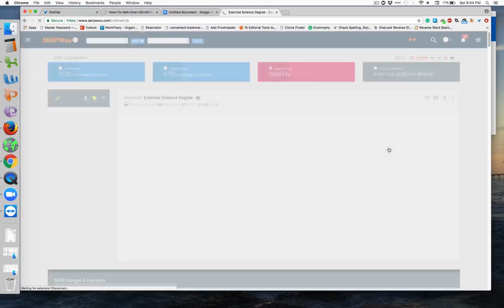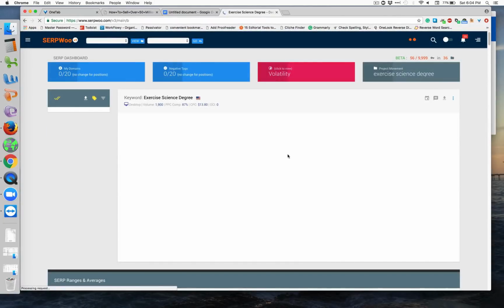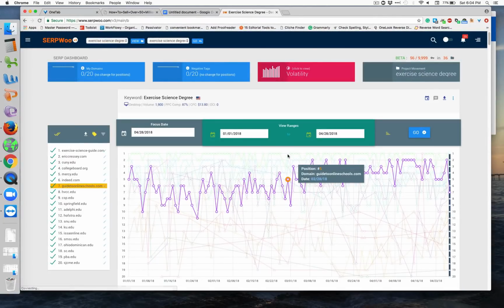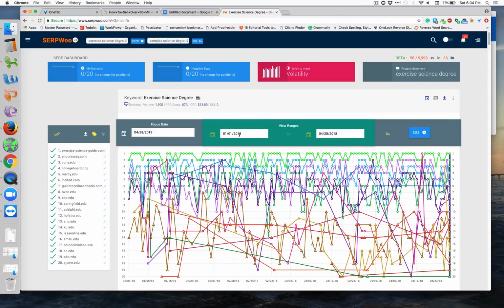And I'm going to look how the top 20 here looked from January 1st until April 28th. This SERP isn't very, very active, at least when I look visually. The lines are going up and down, but the top three are kind of stable. Our volatility, if you look up in the red there, it's highly volatile. So this is a competitive niche.